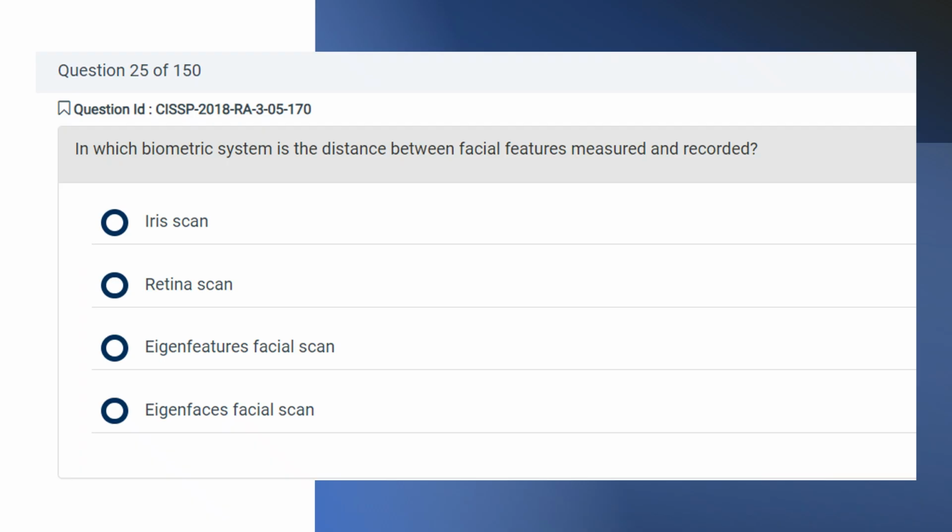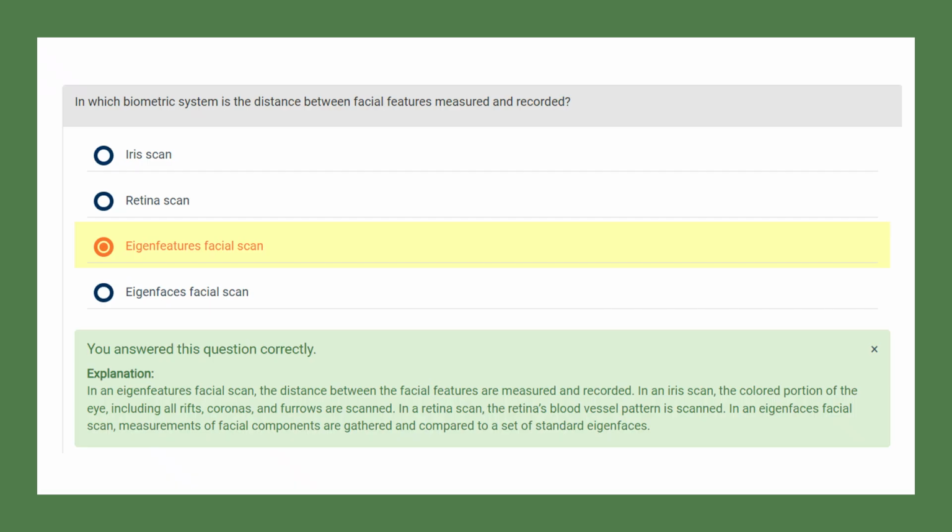Question 25. In which biometric system is the distance between facial features measured and recorded? Iris scan, retina scan, eigenfeatures facial scan, or eigenfaces facial scan? The correct answer is eigenfeatures facial scan. In an eigenfeatures facial scan, the distance between the facial features are measured and recorded.